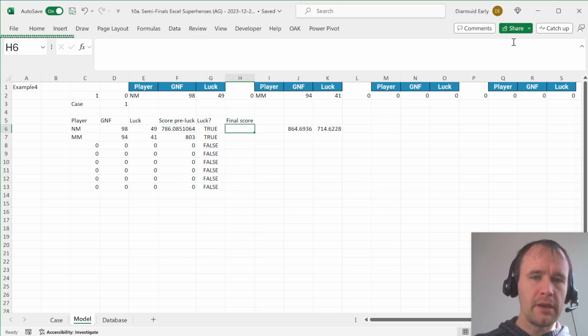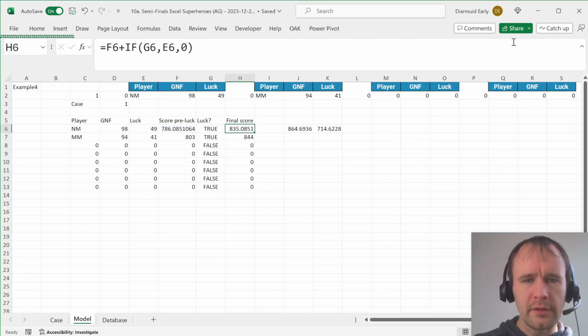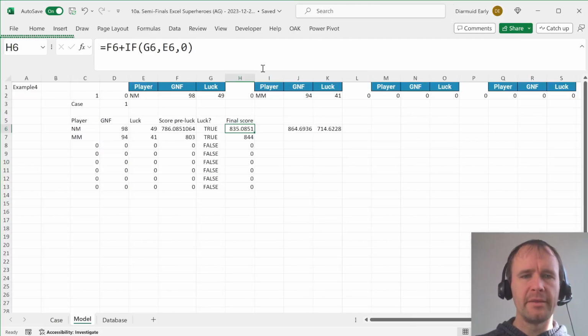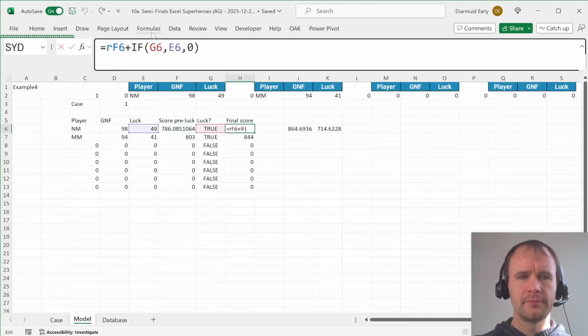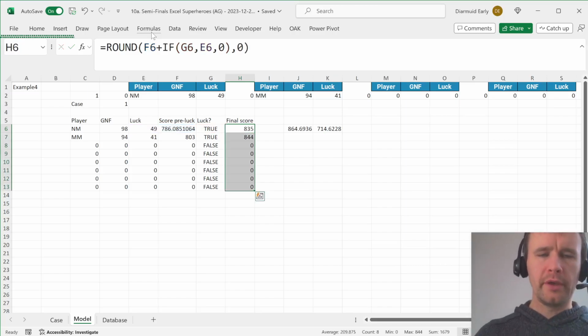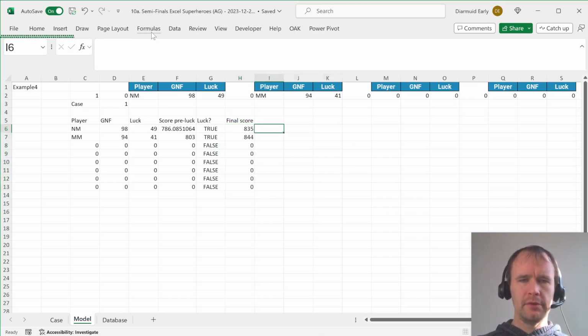And if it is, then luck applies. So then the final score is going to be this plus, if luck, then luck points, otherwise 0. So that gives us 835, 844, which, yep, that's right. And then we're going to need to round that. Okay. So that's it for that one.